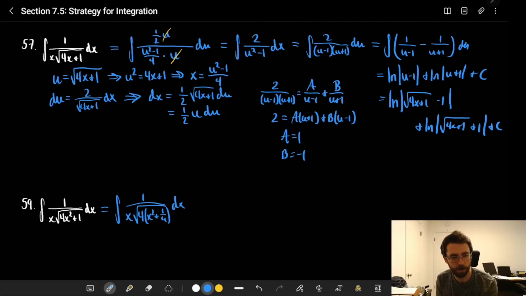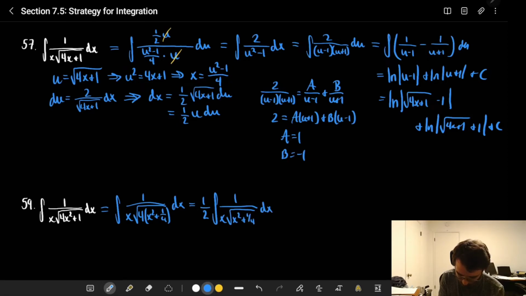Right, convince yourself that works. But then the 4 can come out of the square root as a 2, and it's in the denominator, so let's just bring that out entirely as a 1/2. So this is now 1 over x root x squared plus a 4th. So my trig sub should be something like x equals 1/2 tan theta, I believe. dx would be 1/2 secant squared theta d theta when I take the derivative.